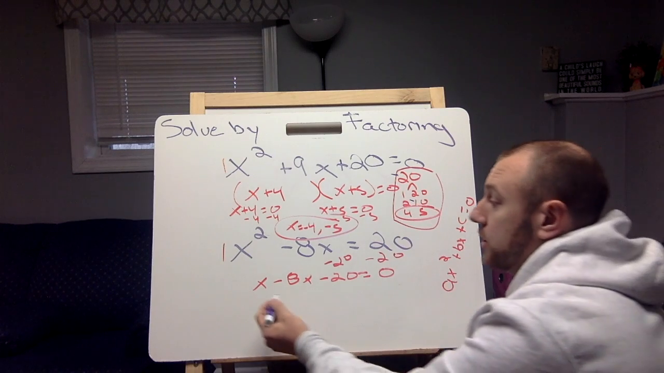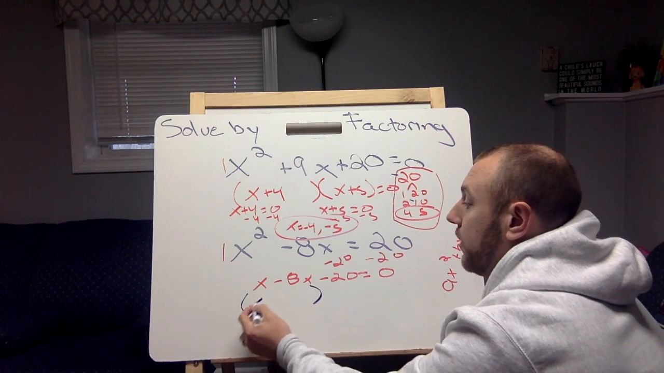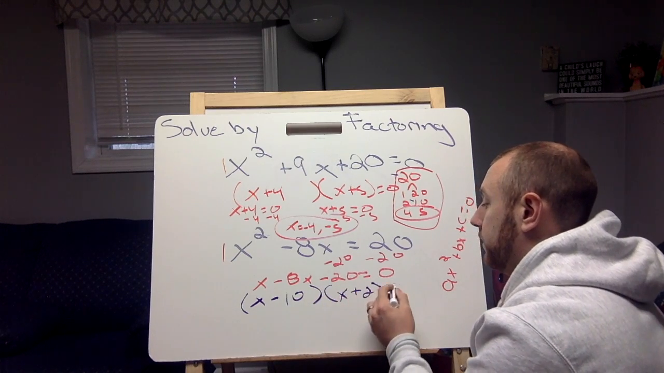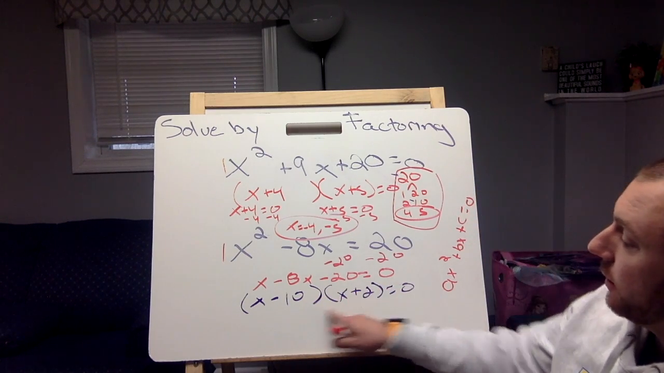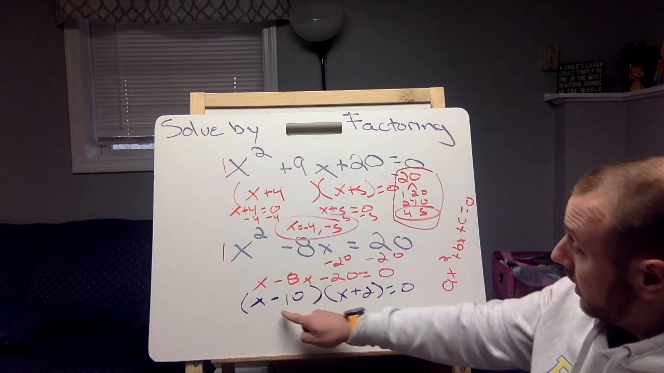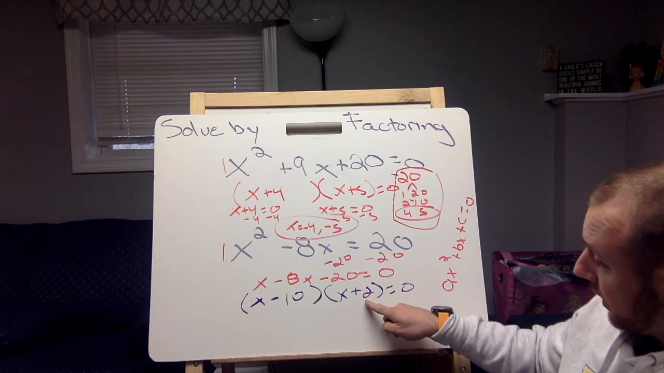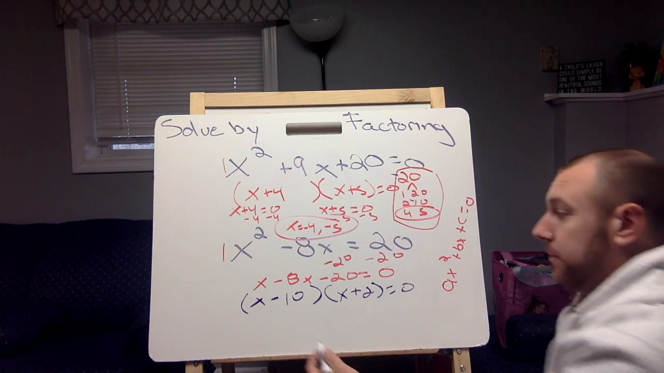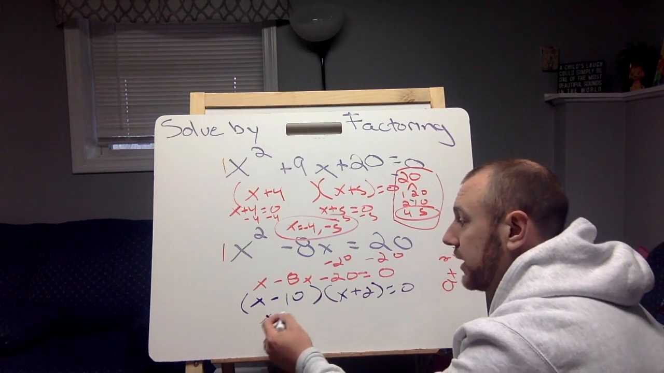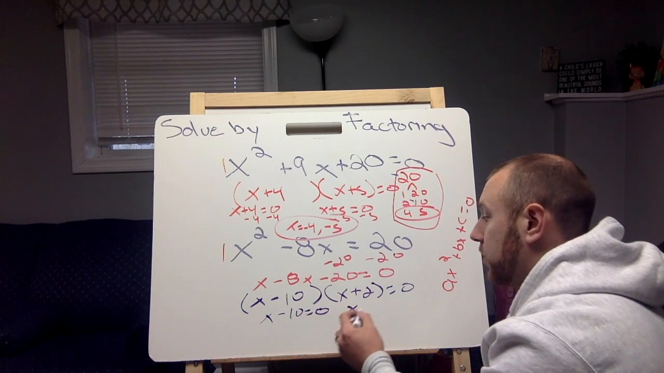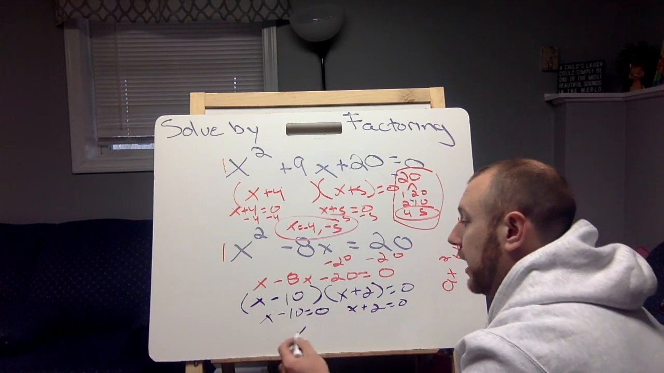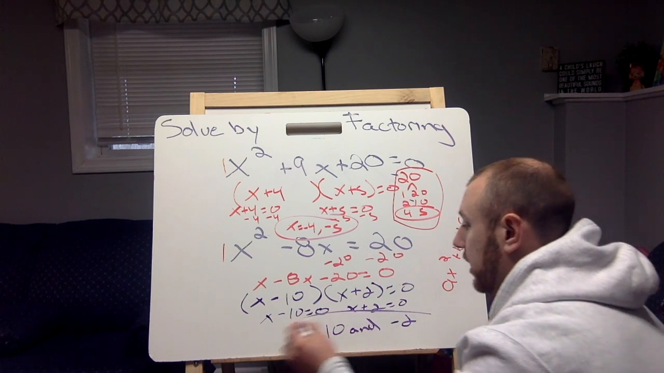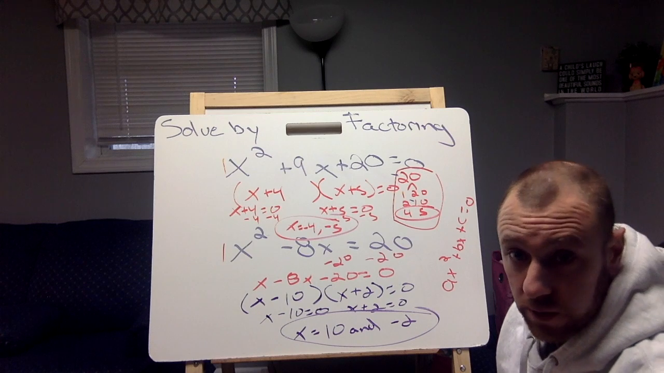So when I factor it out, I would write the factored form like this. Negative 10 plus 2 is that negative 8, and I got negative 20. So when I set each one of them equal to 0, I get x is 10 and negative 2. And those are my two results.